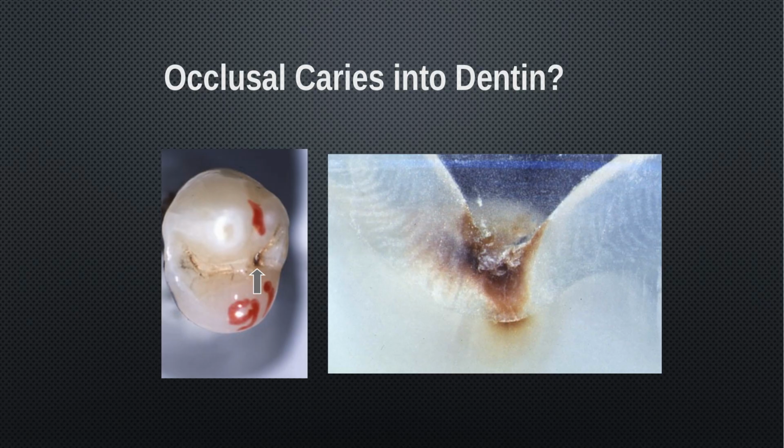Clinically, inspect fissures closely. Use gentle probing and adjunctive radiographs or transillumination. If dentin involvement is confirmed, remove infected dentin and restore the tooth to prevent progression toward the pulp.